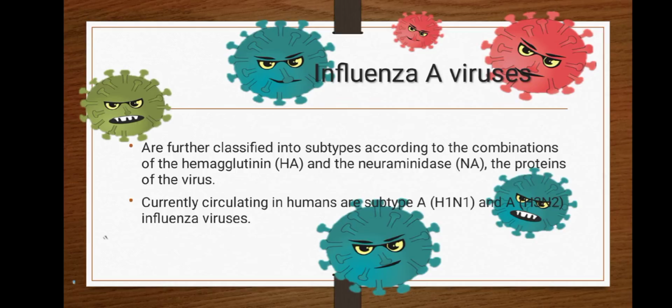Hemagglutinin and neuraminidase are two large glycoproteins found on the outside of the viral particles. The H antigen initiates infection following attachment of the virus to susceptible cells, while the N antigen is responsible for the release of the virus from the infected cell.